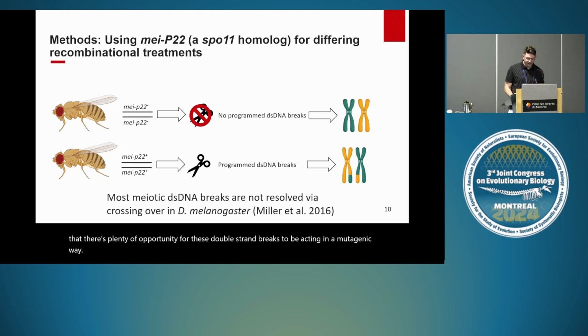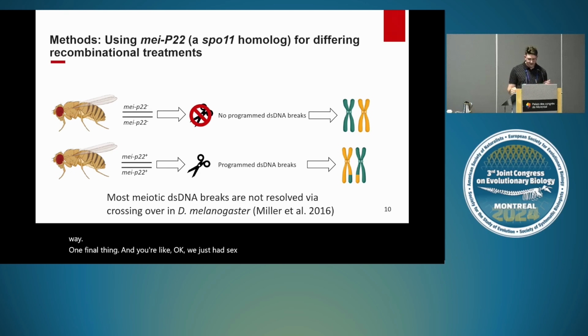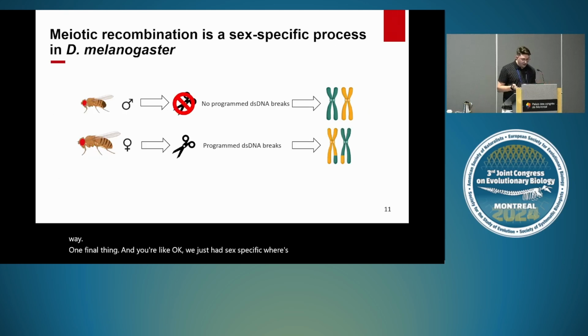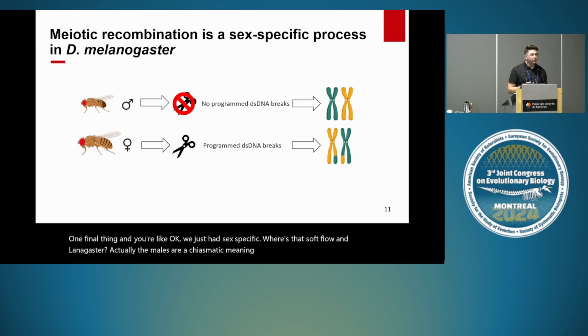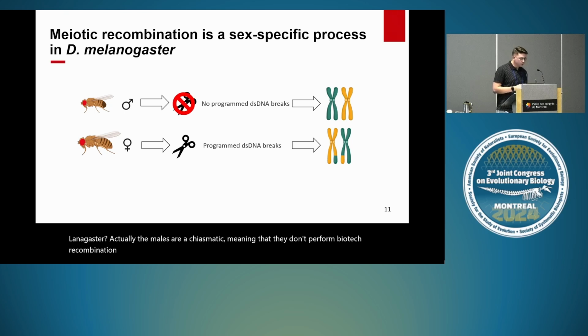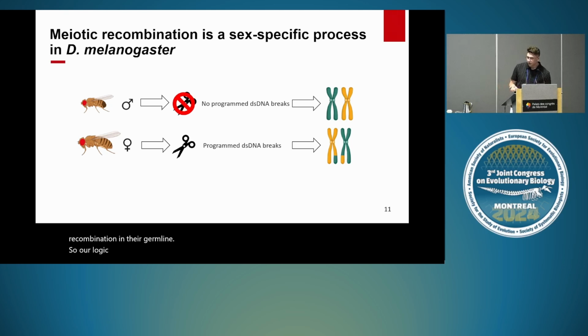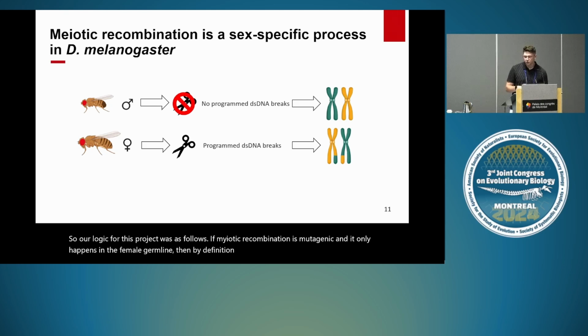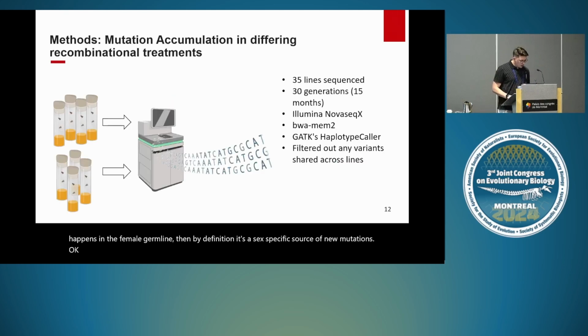One final thing, and you're like, okay, well, you said sex-specific. Where's that? In Drosophila melanogaster, actually the males are achiasmatic, meaning that they don't perform meiotic recombination in their germline. So our logic for this project was as follows. If meiotic recombination is mutagenic and it only happens in the female germline, then by definition, it's a sex-specific source of new mutations.